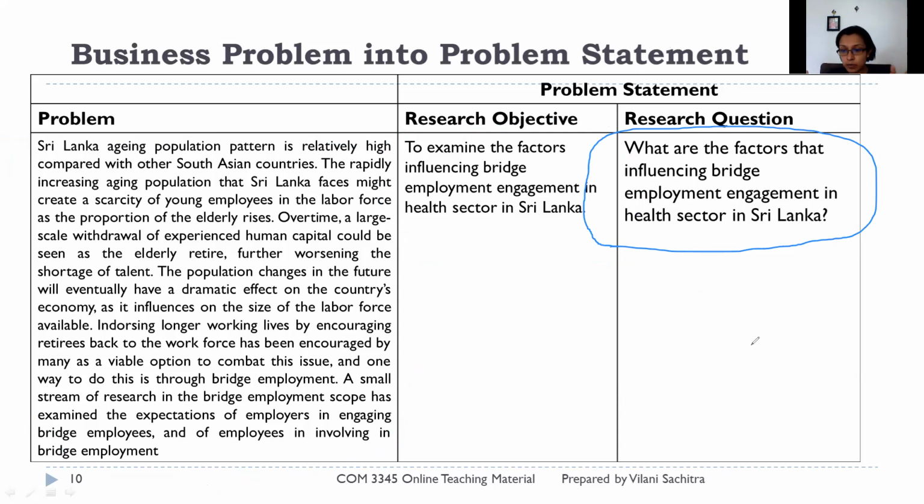Earlier I told you that an aging population is a problem, right? So in a problem statement, you need to emphasize how it becomes a problem to a country, or a sector, or an industry, or an organization. Right. This is the way I try to explain how to write your research problem in a proper way.